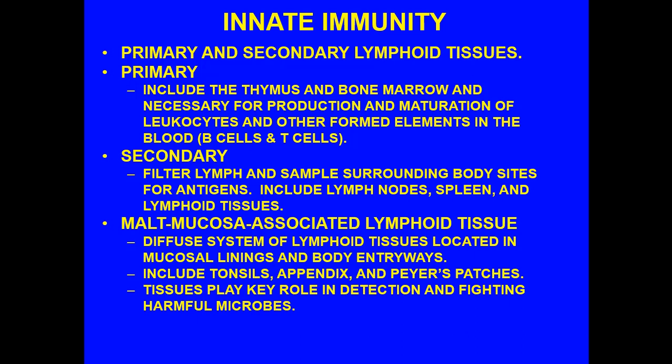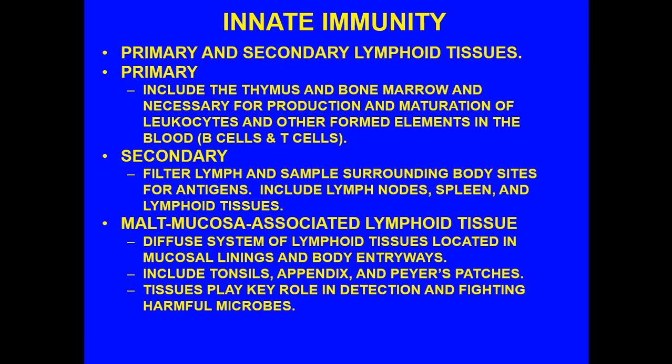Now, secondary lymphoid tissues will filter lymph and sample the surrounding body sites for antigens. Now, when we talk about sampling the surrounding body sites, that we've particularly seen with tonsils, we call them also adenoids. You would see this with the spleen. You would see this with some of the lymphoid tissues, the Peyer's patches, things like that. The filtering is particularly prominent with the lymph nodes.